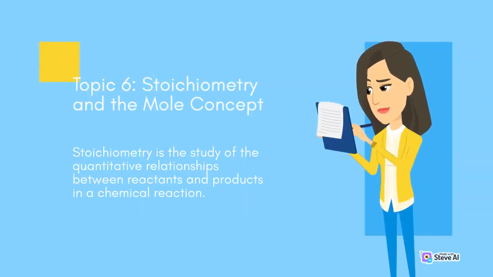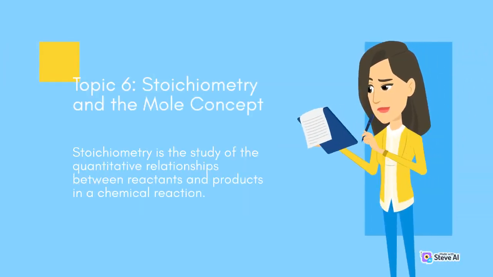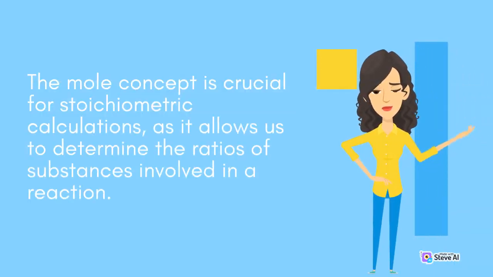Topic 6: Stoichiometry and the mole concept. Stoichiometry is the study of the quantitative relationships between reactants and products in a chemical reaction. The mole concept is crucial for stoichiometric calculations as it allows us to determine the ratios of substances involved in a reaction.